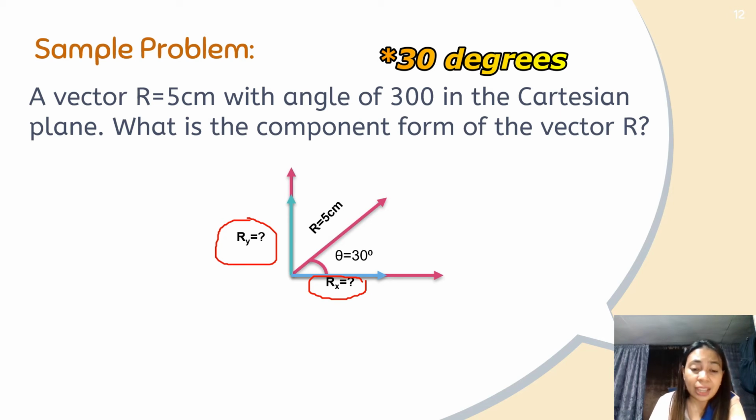So last time in our previous example, we were given Rx and Ry, and we were solving for the resultant. This time we're given the resultant and we need to get Rx and Ry. So how are we going to do this? This is the angle here. The angle is given, it's 30 degrees.